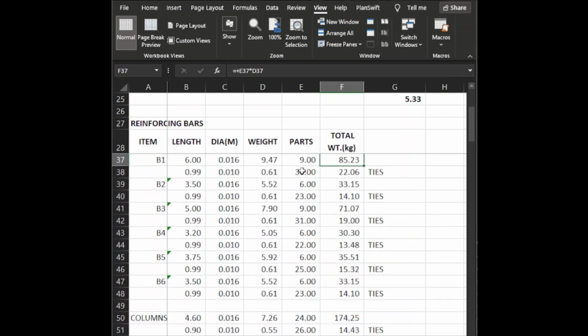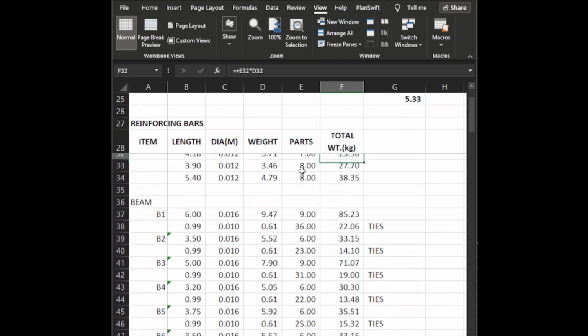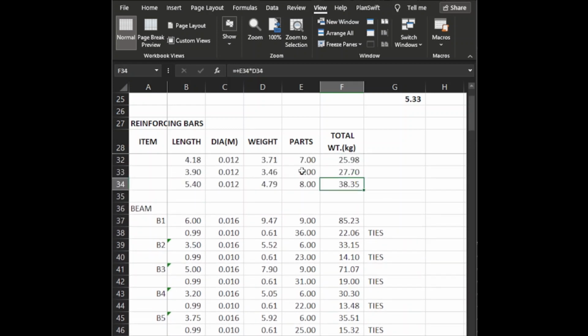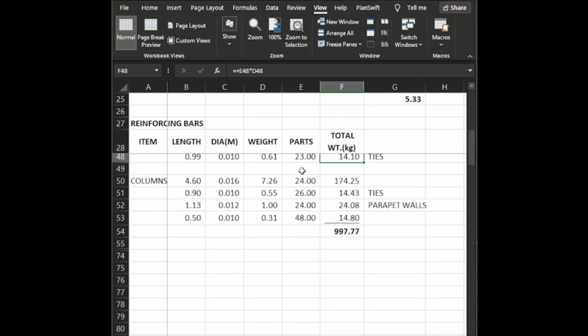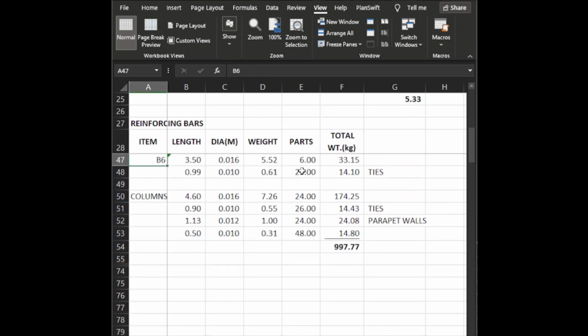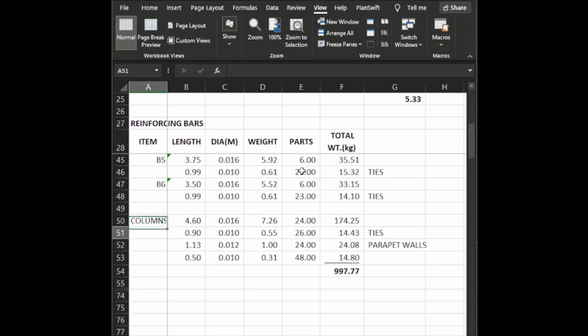Anyway, guys, there are still reinforcing bars in hollow blocks, but in unit costing of hollow blocks, the reinforcing bars are included there per square meter, so we will no longer put it here, so that it will not become redundant. So it's 997.